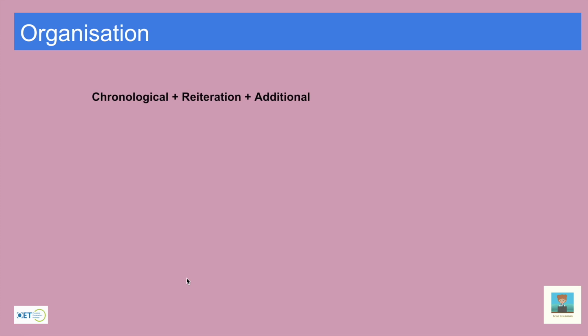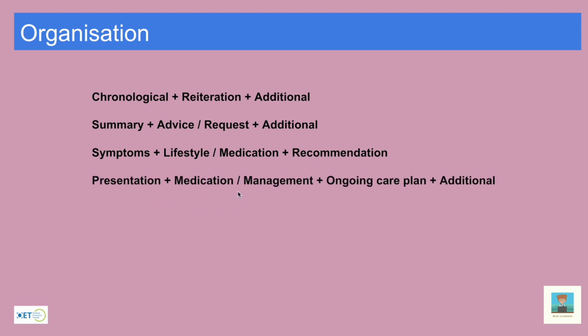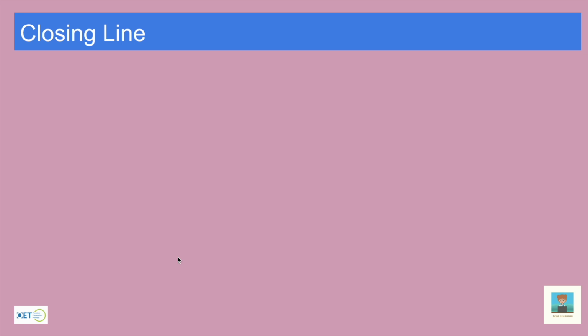The organisation depends. It could be a chronological presentation, then a reiteration of the request, then additional information, or a summary and the advice given and the request, and then extra information, or symptoms, lifestyle, medication and recommendations, or presentation and medication, management, ongoing plan and additional information. This, as I say, really does vary. However, there's always the reiteration for the reason that you're writing. For example, I would be grateful if you could provide the patient with whatever it is.